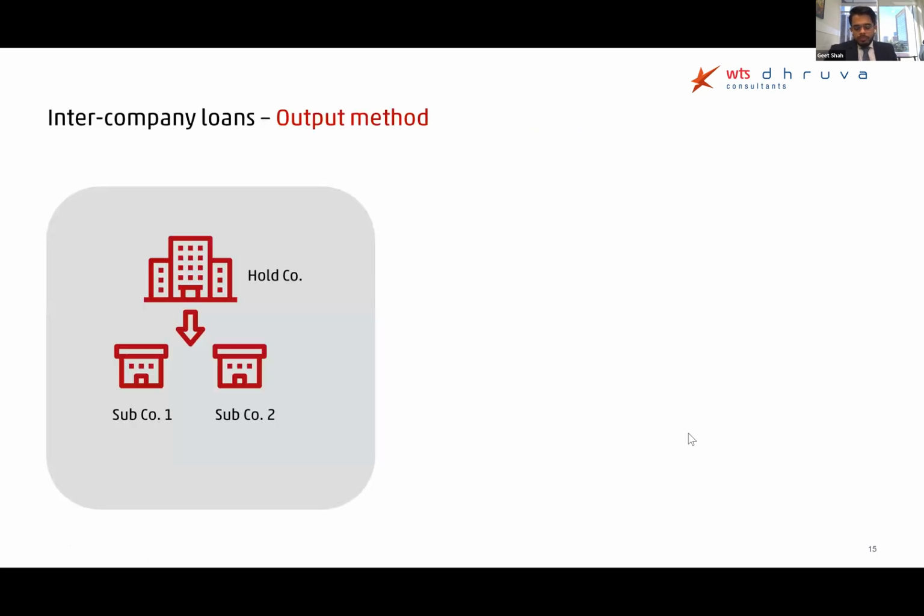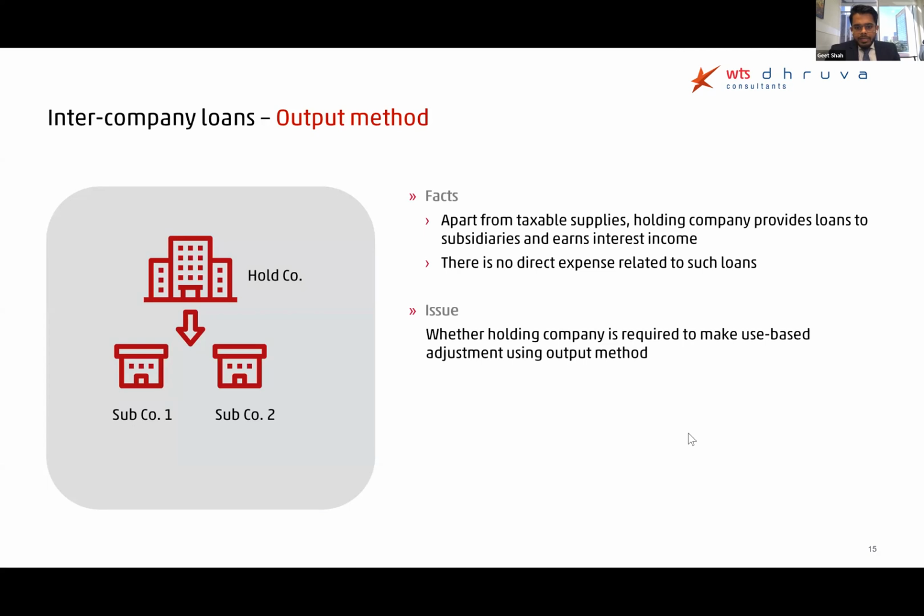Moving on to the next question. There is a group with a holding company and there are subsidiaries under it. And typically, what we have seen is that in these types of arrangements, a holding company provides loans to the subsidiaries and earns interest income. So the question here is, when a holding company is providing intercompany loans and is earning interest income, whether it has to compare the calculation of input tax apportionment under the standard method and a special method using the output-based method. So let's have a poll again on this and get your views on what you think should be the right answer.